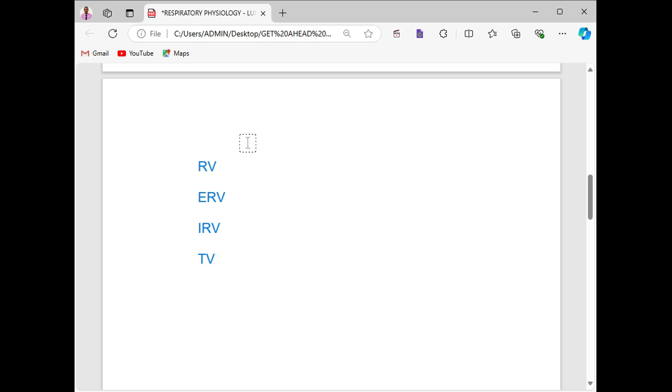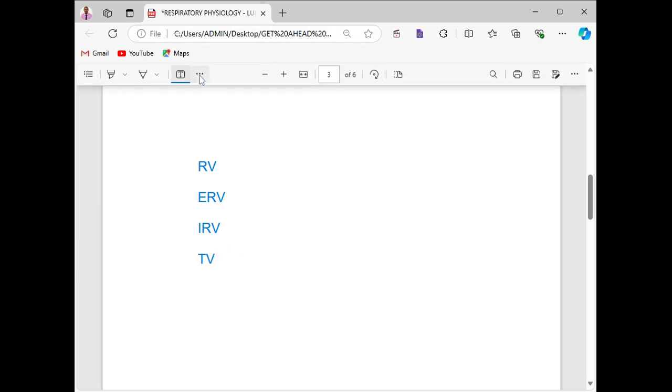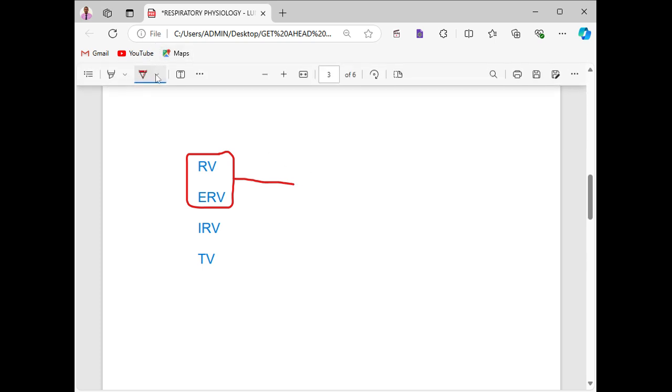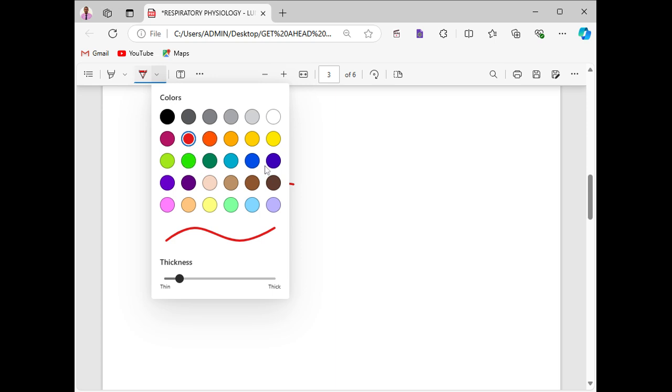From there, you need to take note that these two components actually represent something. Let me just use another color to differentiate.